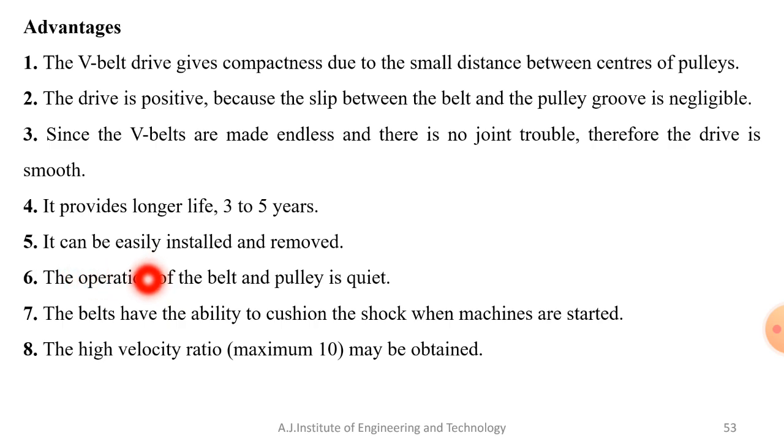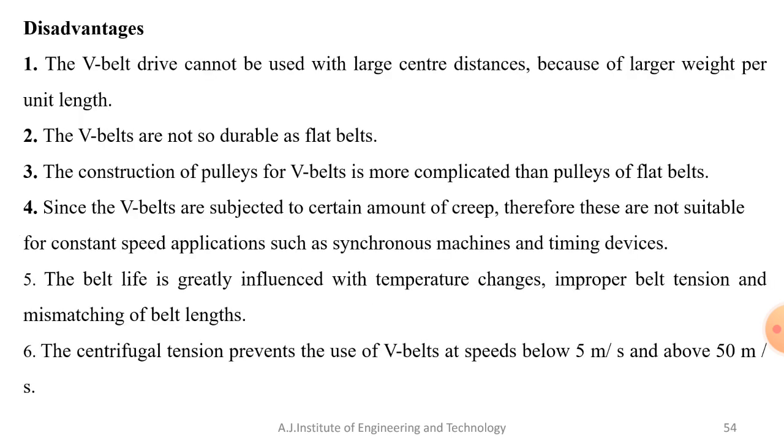The operation of the belt and pulley is simple. The belts have the ability to absorb shock when the machine is started. Because the belt acts as a flexible element, it can absorb some of the shocks. The high velocity ratio is obtained because it is a positive drive, so compared to flat belt drive, a high velocity ratio you can achieve.